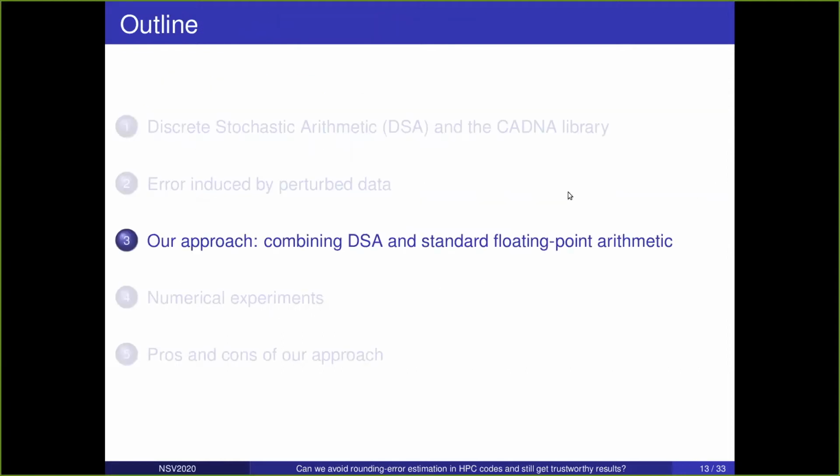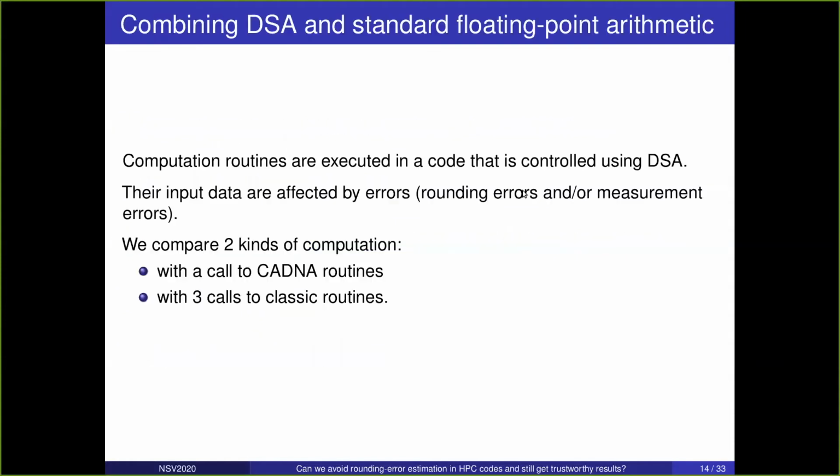So now I will present our approach, which consists in combining DSA and standard floating point arithmetic. So here, computation routines are executed in a code that is controlled using DSA, for instance, with Cadna. Their input data are affected by errors. That can be rounding errors, measurement errors. And we want to compare two kinds of computation: with a call to Cadna routines and with 3 calls to classic floating point routines.